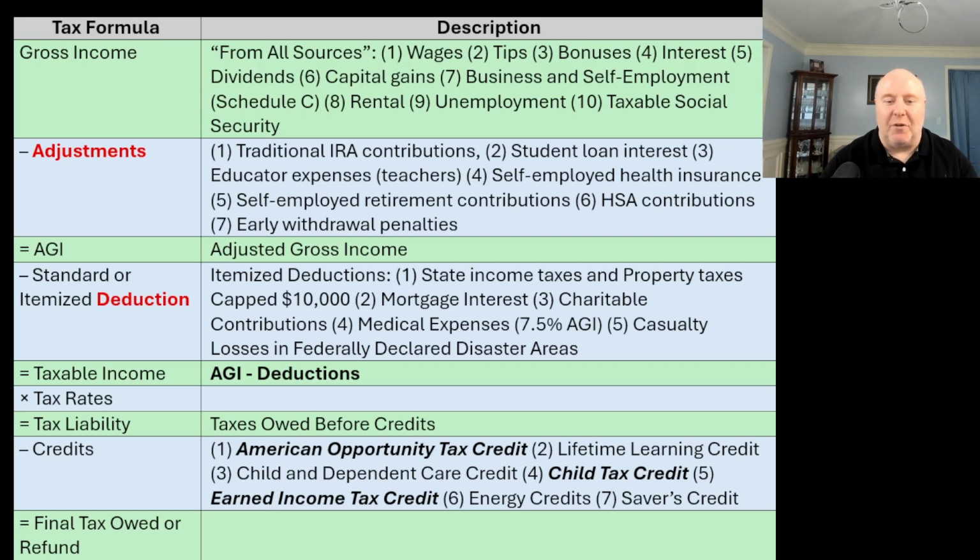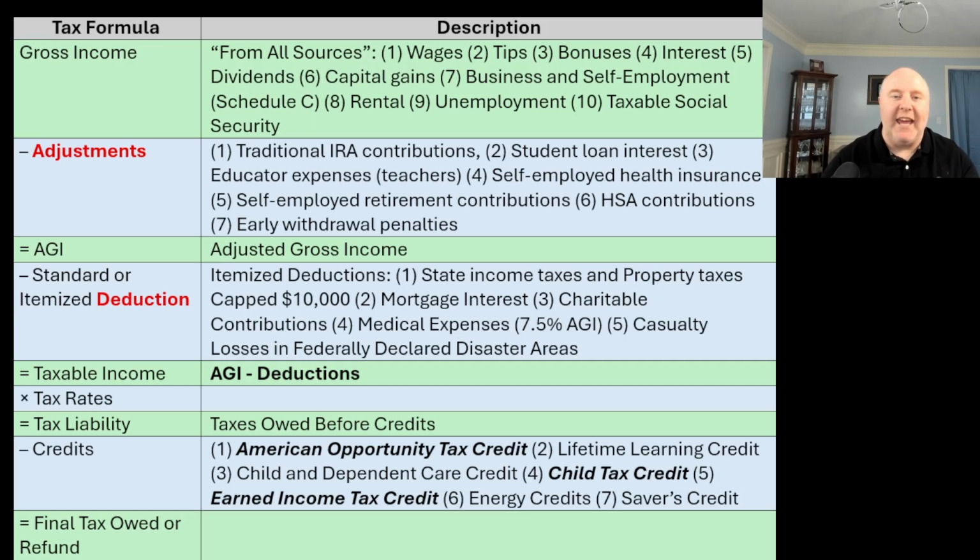And here's some of them. The American Opportunity Tax Credit. That one's a refundable credit, or at least a partially refundable credit. We have our Lifetime Learning Credit, our Child and Dependent Care Credit, our Child Tax Credit, refundable, our Earned Income Tax Credit, refundable, and our energy credits, and our Savers Credit. Everybody always forgets about the Savers Credit, but it's still there and it's still good. Now, 3 of those are going to be the refundable ones, which means it might result in you getting a refund. The other ones are going to help us bring our tax liability down to 0.